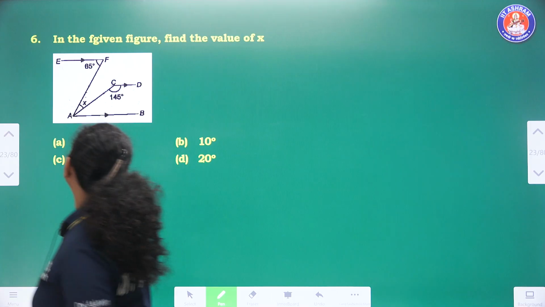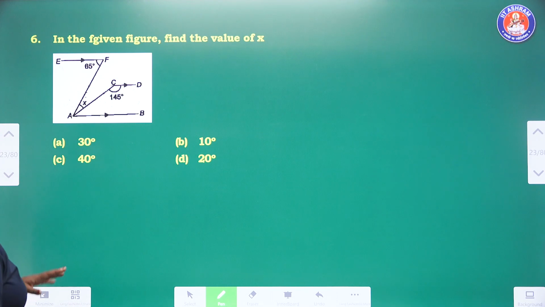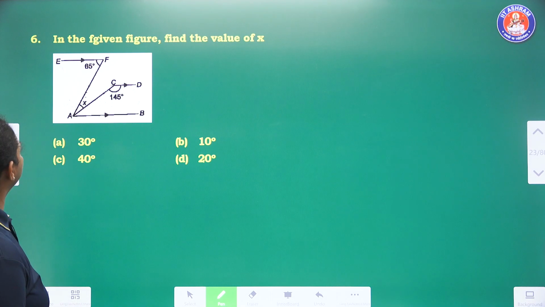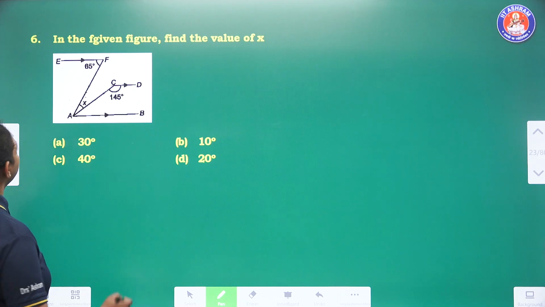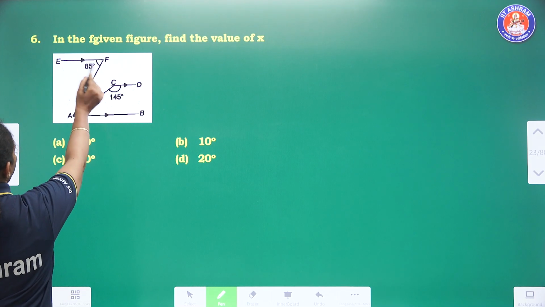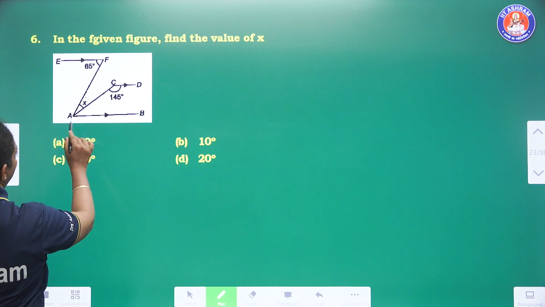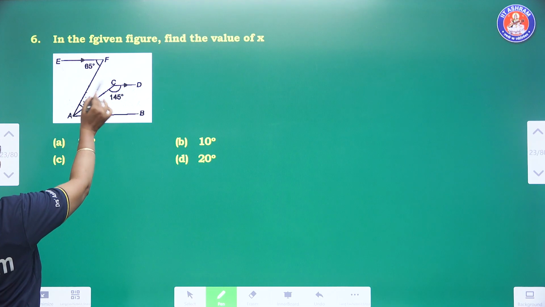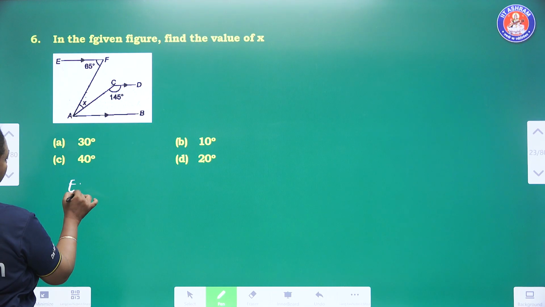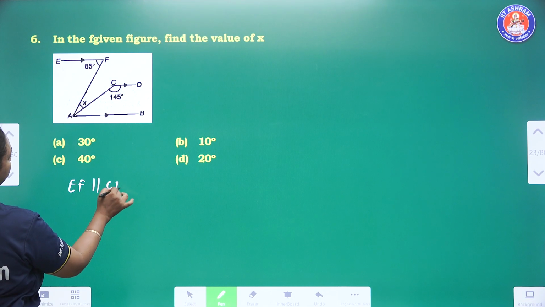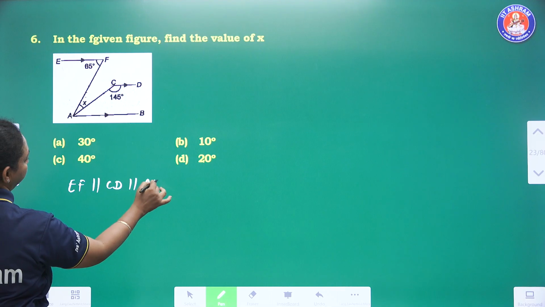In the given figure, find the value of x, only x. It's a very easy question. We are just solving the question in the figure only. So as we know that EF is parallel to CD and AB is parallel to CD. It means that EF is parallel to CD, which is parallel to AB.